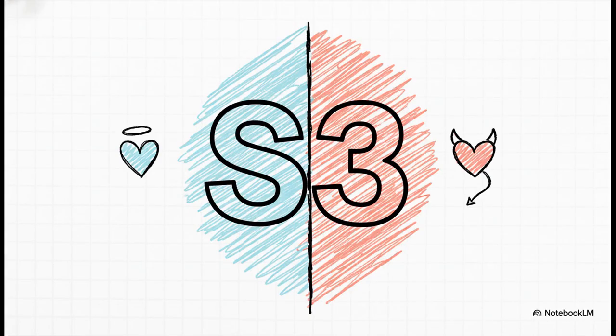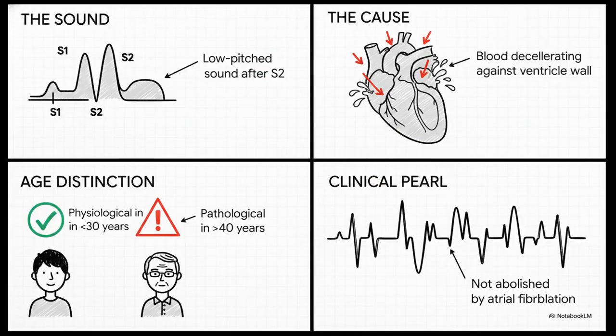All right, next up is a sound that can be totally harmless or a sign of something very serious, the third heart sound, the S3. The S3 is this low-pitched sound you hear early in diastole. Some people say it sounds like a gallop. What's making that sound? It's the sudden slowing of blood as it rushes into a ventricle that's either really stiff or already full of blood.